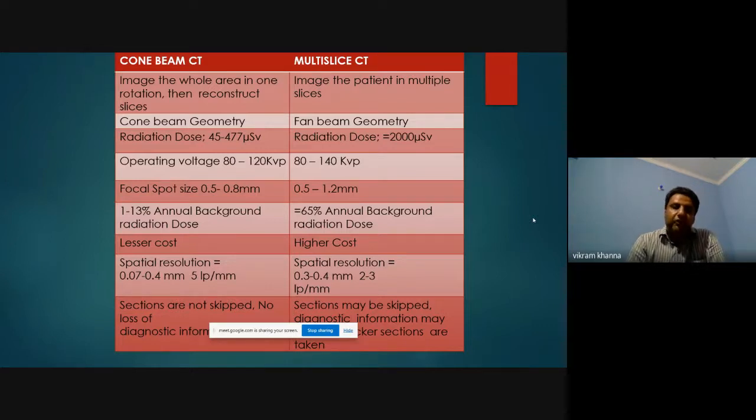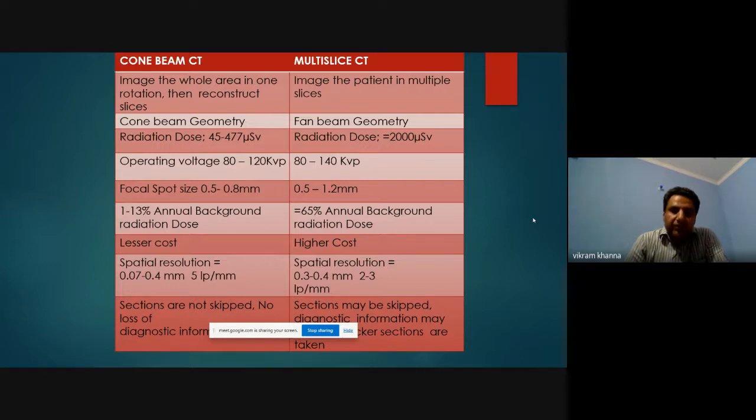Now focal spot, everybody must have read about focal spot. If the focal spot is shorter, the picture is better. So it has a shorter focal spot as compared to multi-slice CT. Now radiation dose is less, then obviously the annual background radiation dosage is also less. The cost is very less.